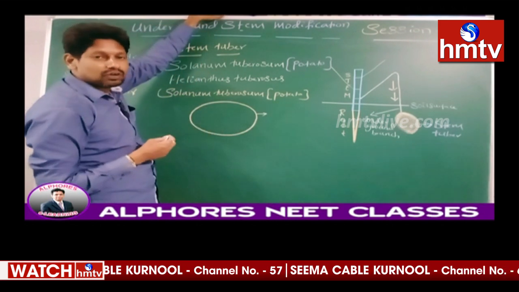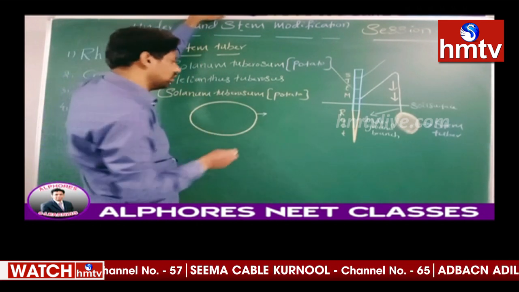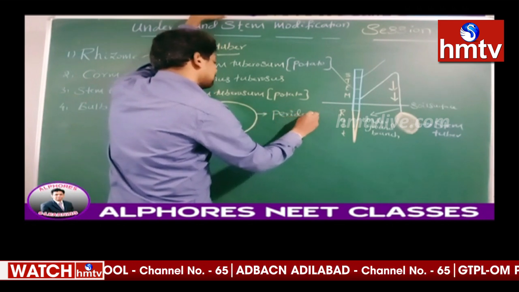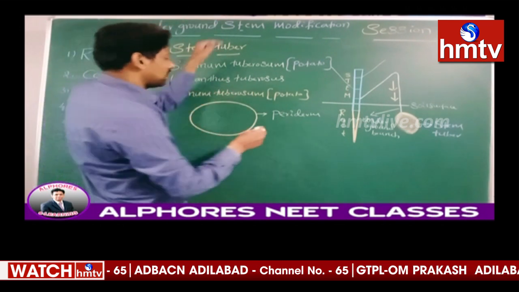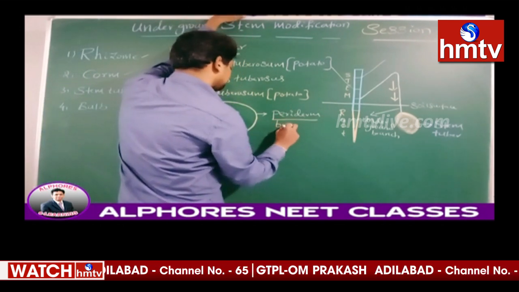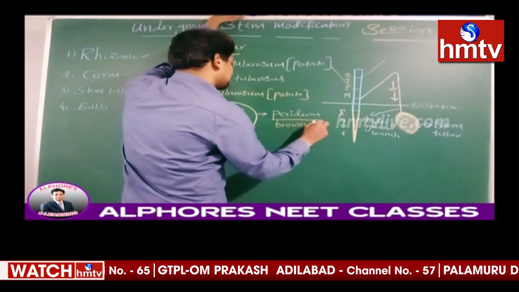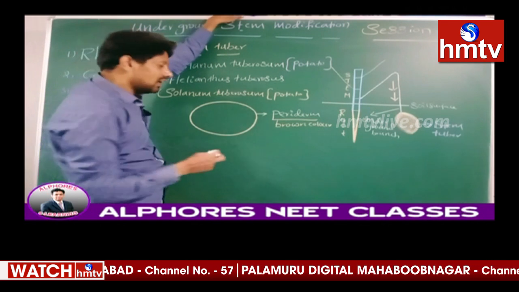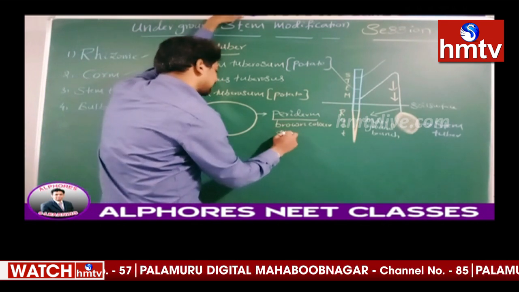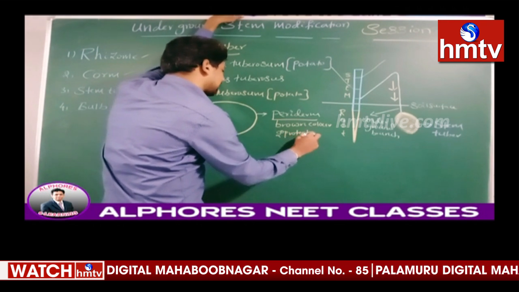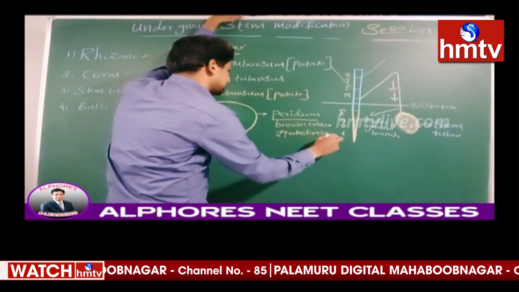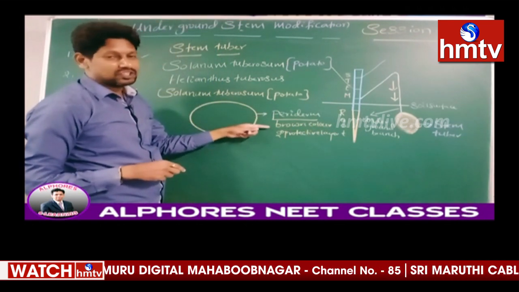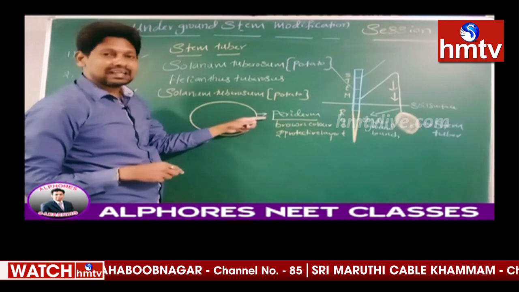This outermost brown layer of potato is called the periderm. This periderm is what in color? Brown in color. Therefore it is brown in color, and this is a secondary protective layer. Therefore periderm is brown colored, and it is a secondary protective layer.